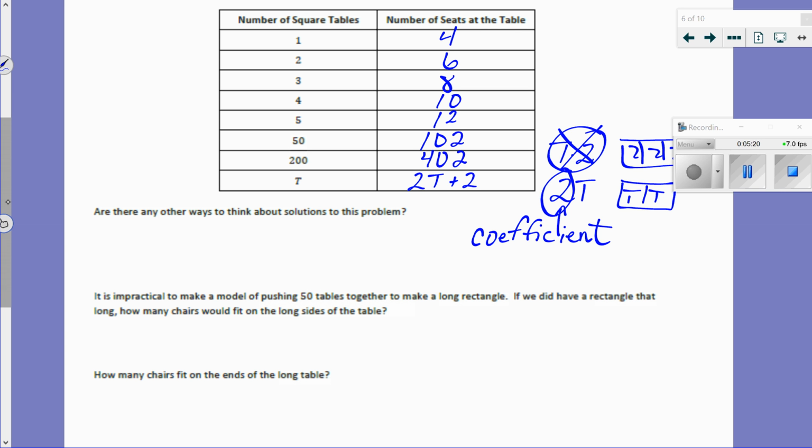Okay, are there any other ways to think about solutions to this problem? What ways did you guys go through as you were trying to talk in your groups? I was doing adding two. So then I looked at how much more from the 5 to the 50. I saw how many more tables they added, which was 45, and then I doubled that to 90, and then I added the 12, which is 102. Good. Okay. So he was actually just using the chart as it filled in.